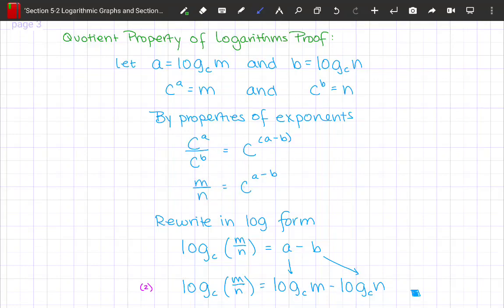Rewriting it in log form, log base c of m over n is a minus b, right there. But in the very beginning we said what a and b were, and so if we replace it, we wind up with the quotient property. All right, let's look at a third property, which is called the power property.